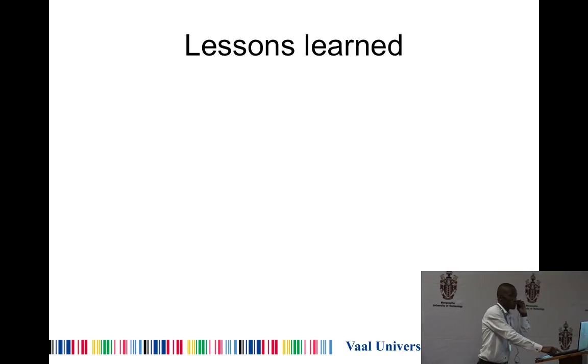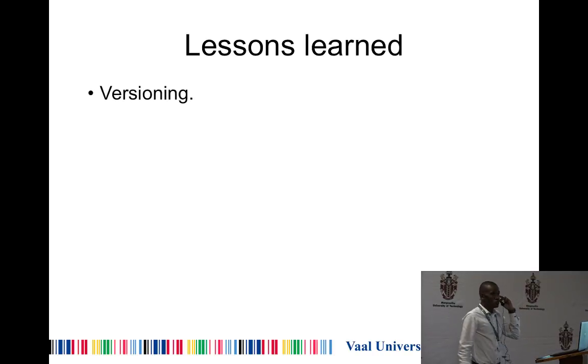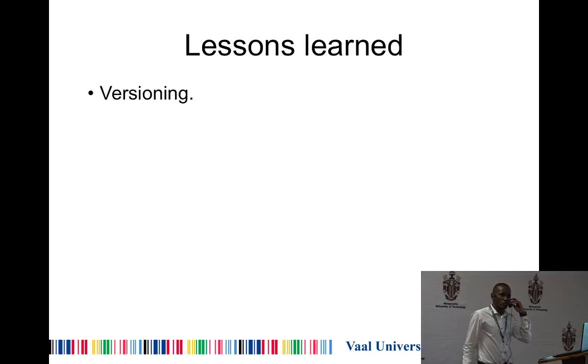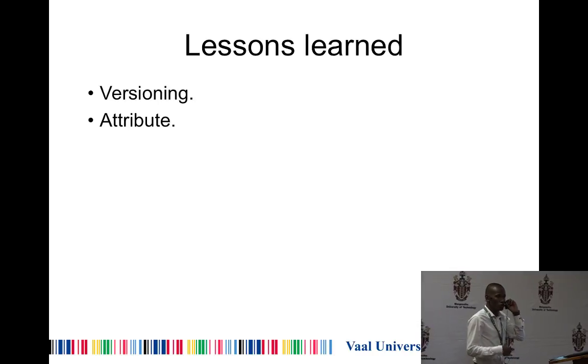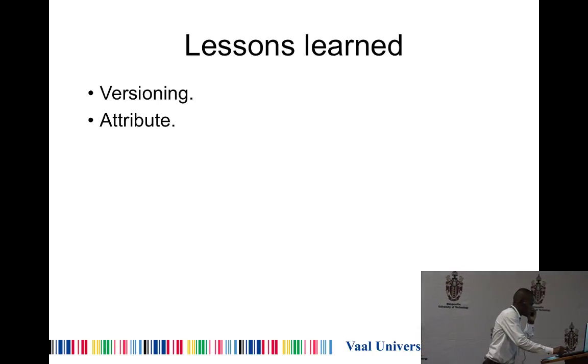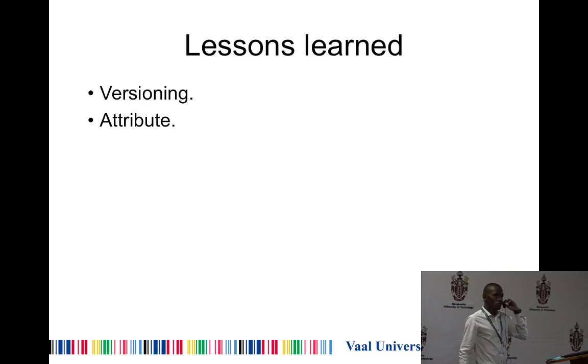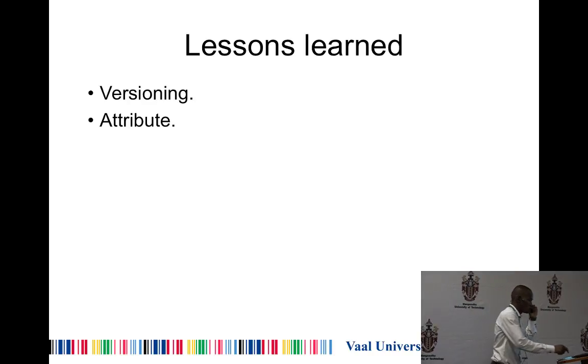So what is it that we really learned at VUT? Versioning was really important. There were times where you really didn't know what the first version was and what it is that we were really trying to do. So all the scripts now are being versioned. They're attribute-based, so we can actually pass attributes. They're change-oriented, meaning that we can change things easily.